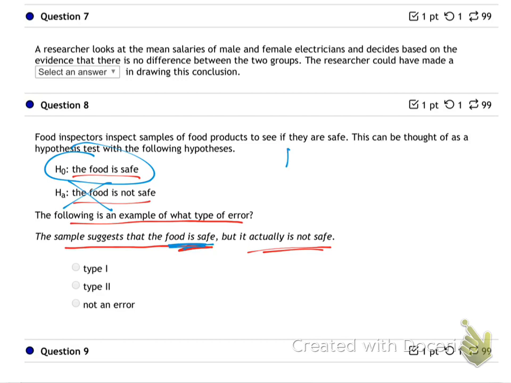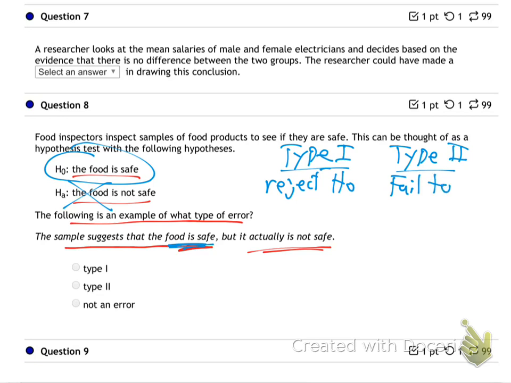So remember the type 1. If you look back at the study sheets, the exam 3 notes, number 5, the type 1 and type 2 errors. Type 1 says reject the null. Type 2 says fail to reject the null. So which one did they do? Did they reject the null or fail to reject the null? Yeah, they failed to. They kept the null, didn't they? They failed to reject. It's a type 2 error, isn't it?